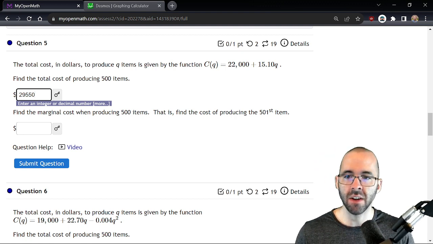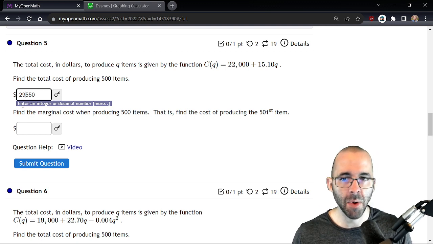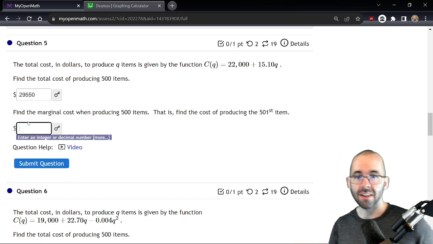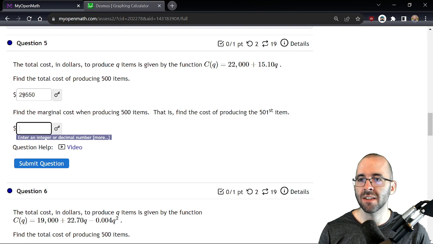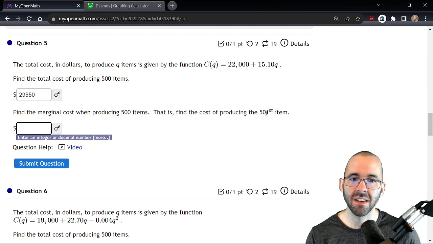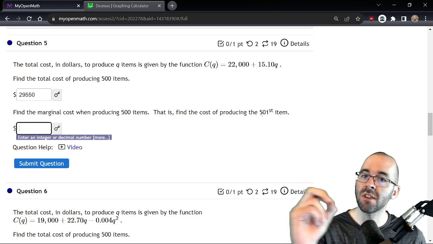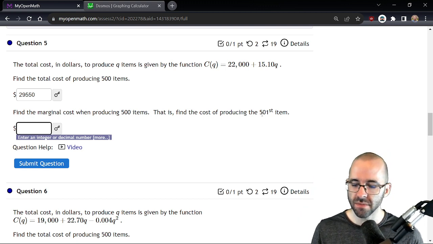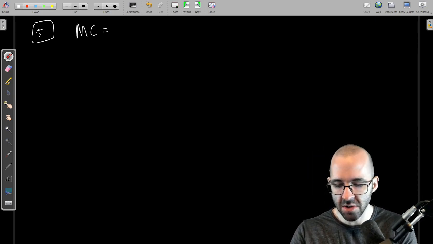And again, make sure you have a dollar sign here. Online, it puts the dollar sign for you, but make sure that you have it written down somewhere. Find the marginal cost here. That's another way of saying, well, this is how much we're spending for 500 items. How much would that 501st item cost? Not the total cost of 501 items, just the cost of that last item.